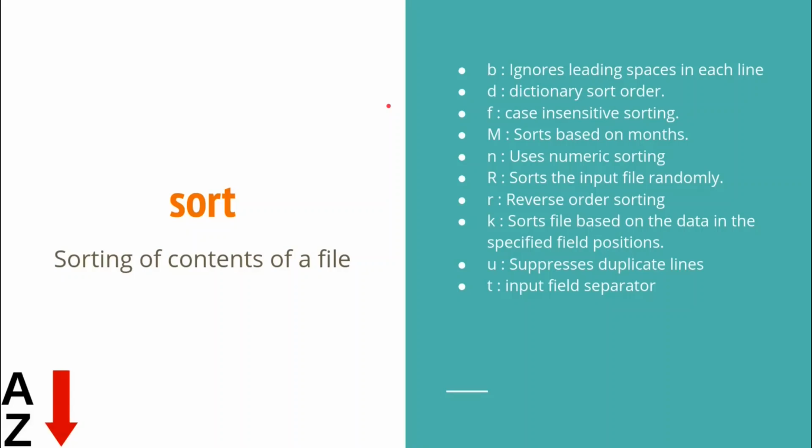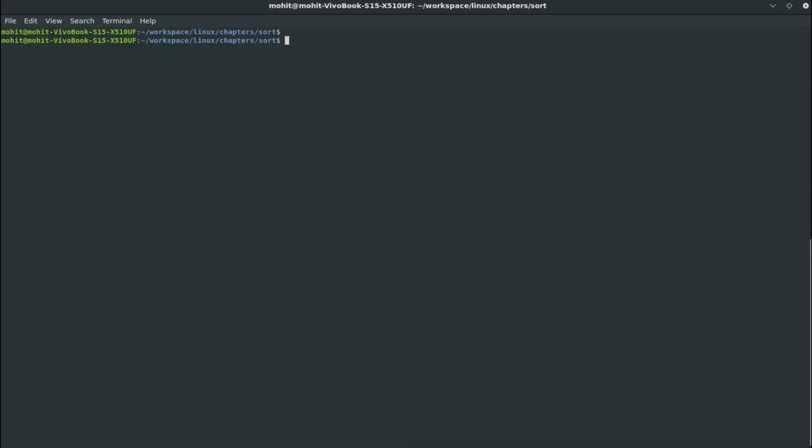Hello and welcome to this lecture. In this lecture, we will start with sorting the contents of a file using the sort command. And we have the following options. This is a powerful tool for text manipulation of a file. So let's go ahead and check it out. So I'm here in my directory and I have created a file called countries.txt.